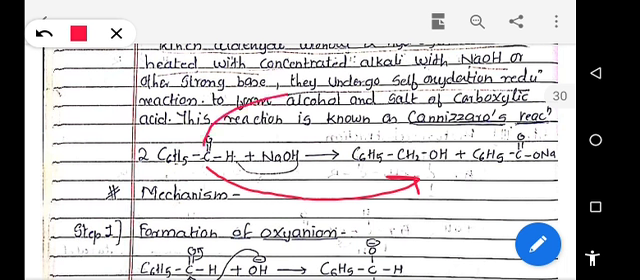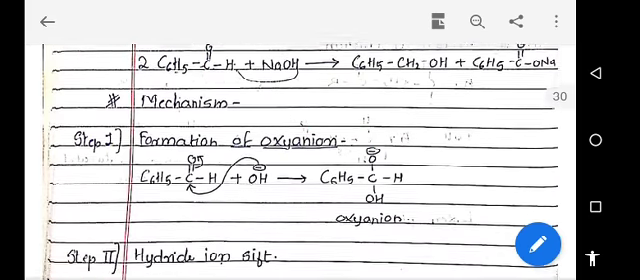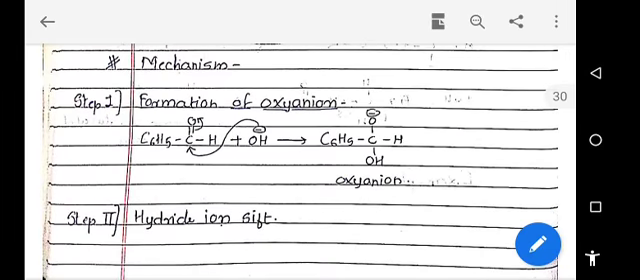This aldehyde is converted into the acid, this is the oxidation product. In the Cannizzaro reaction, an oxidation-reduction reaction takes place. This is the reduction, this is the oxidation. Oxidation-reduction reactions take place, called the Cannizzaro reaction. The mechanism is given there.